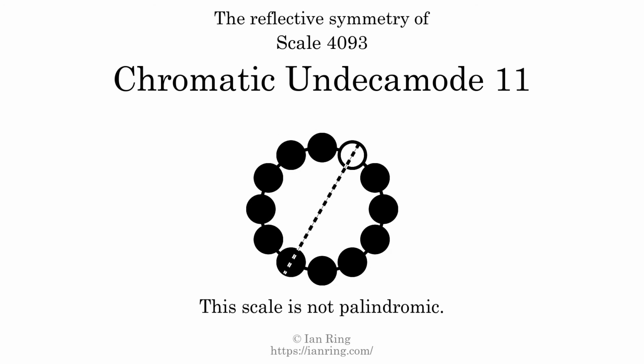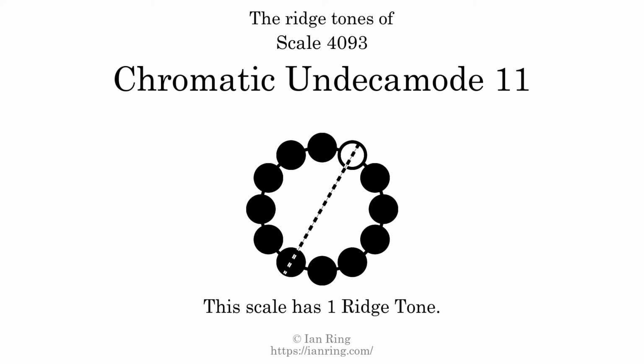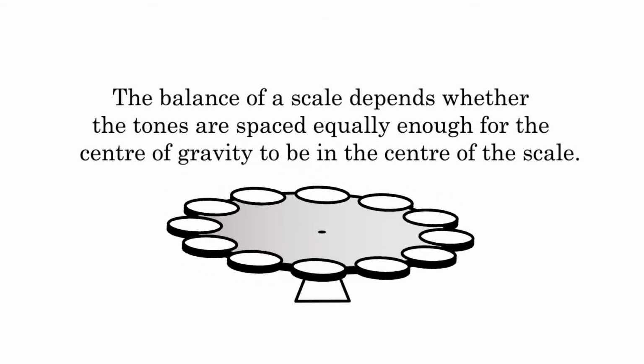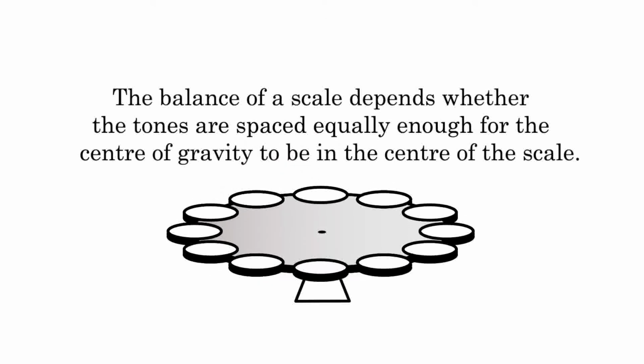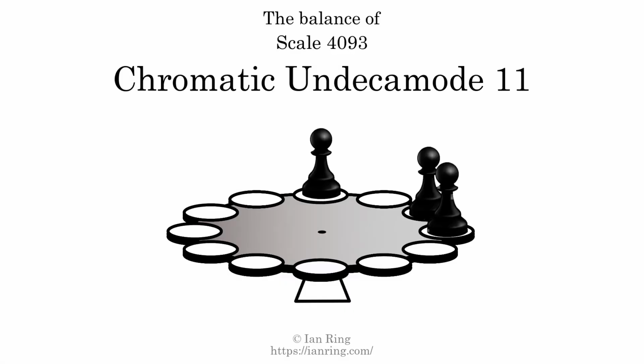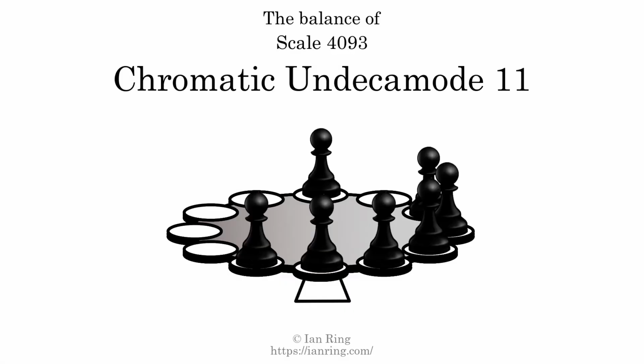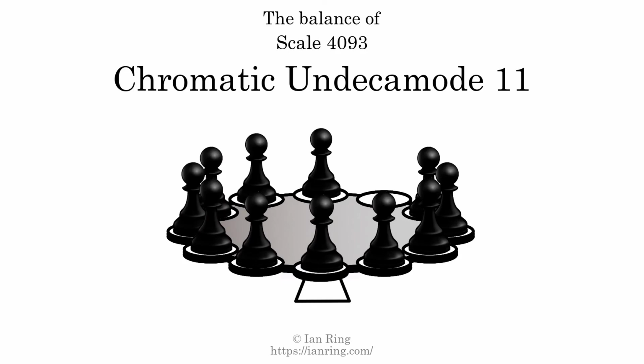This scale has reflective symmetry across an axis positioned one semitone from the root. This scale has a different pattern of intervals ascending and descending, so it is not palindromic. This scale has one ridge tone. Here, the balance of a scale depends on whether the tones are spaced equally enough for the center of gravity to be in the center of the scale. This scale is not balanced.